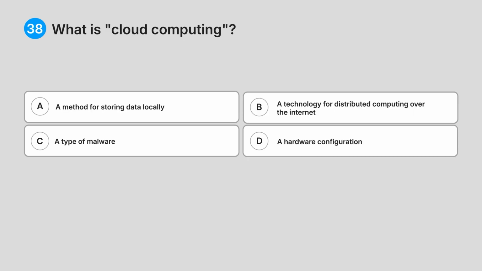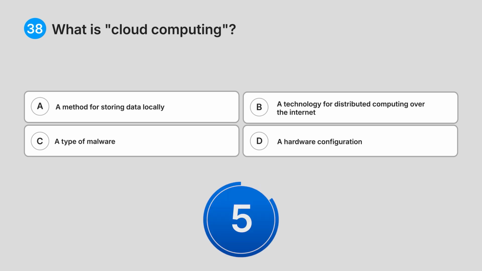38. What is cloud computing? A. A method for storing data locally. B. A technology for distributed computing over the Internet. C. A type of malware. D. A hardware configuration. Do you know the answer?